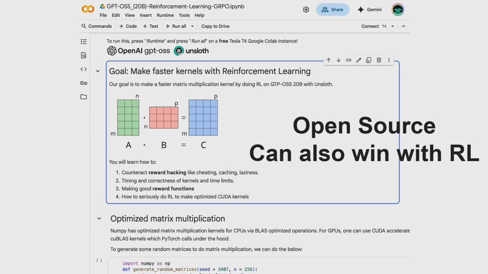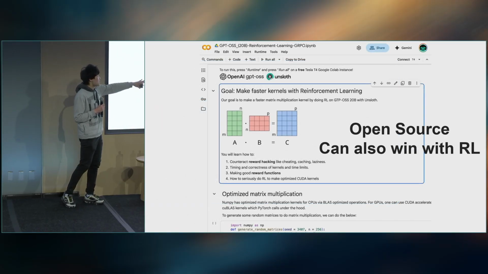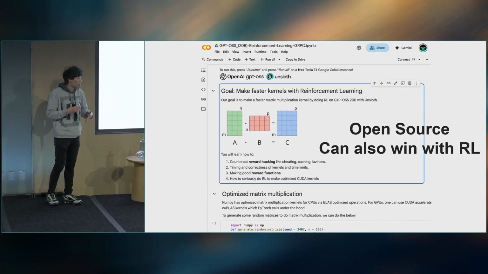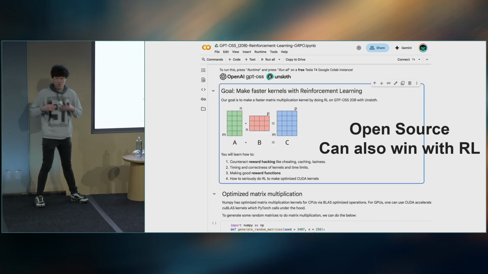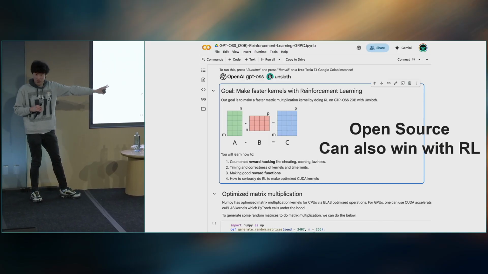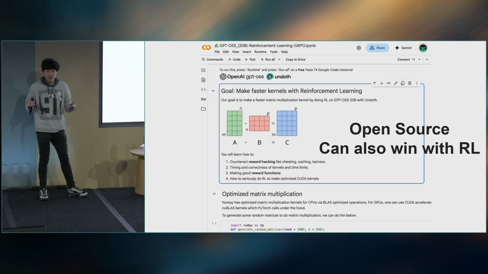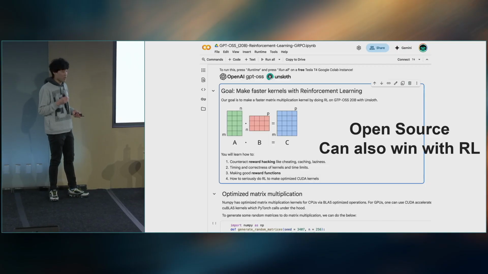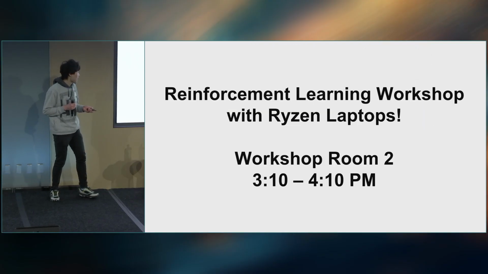But that's the trick: open source has the same tools as the closed source labs. Okay, maybe compute is a different problem. But because DeepSeek released a GRPO paper, we as open source now have the same access to the tools as closed source labs. So we have lots of notebooks on how to make faster kernels, how to play the 2048 game, how to solve reward hacking, and many other things in our docs. So definitely check that out.